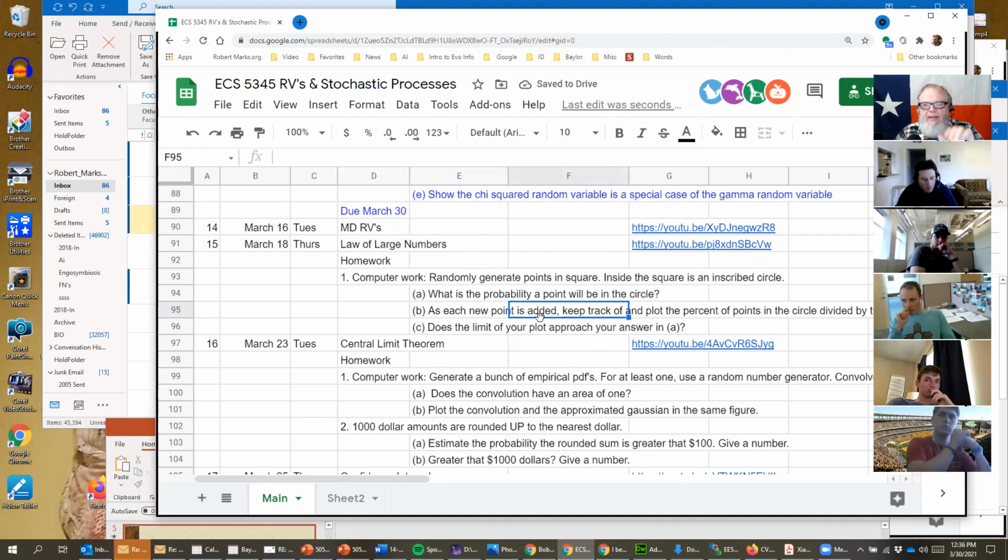So I want you to keep track of and plot the percent of points in the circle divided by the total number of points.